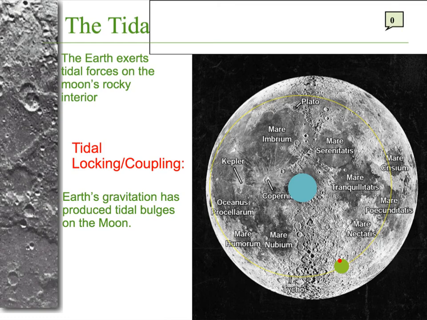So the tidal locking or coupling has also had an effect on the moon's interior. So Earth's gravitation has actually altered the interior structure of the moon to where the core is offset. We have this thicker far side. It's not called the dark side because half the time it's illuminated. We just can't see it. And the near side is very thin.